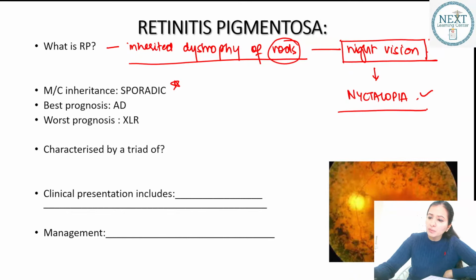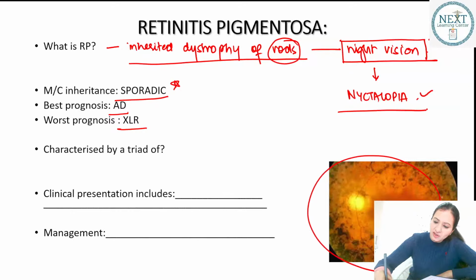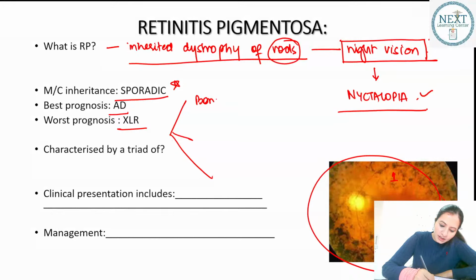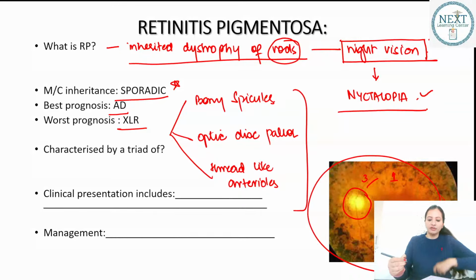So if we talk about the most common inheritance in retinitis pigmentosa, it is sporadic. Best prognosis is autosomal dominant and worst is X-linked recessive. It is characterized by this triad. Whenever you see a picture like this, in which you see bony spicules in the mid periphery, along with optic disc pallor, and number 3, thread-like arterioles, that means it is a patient of retinitis pigmentosa.